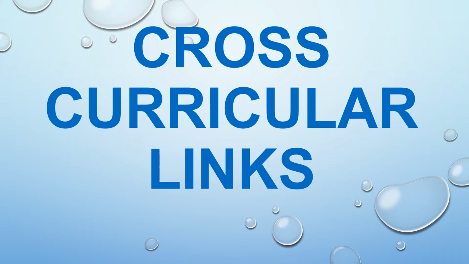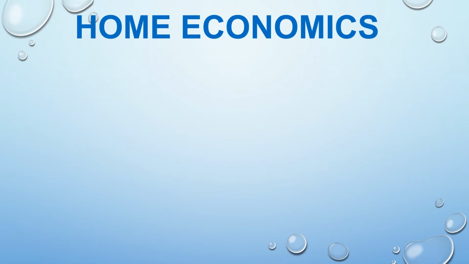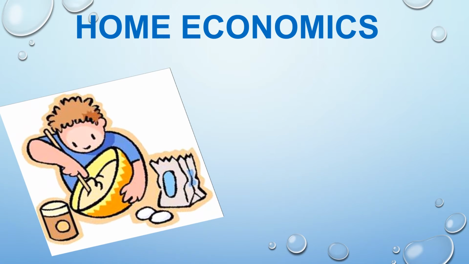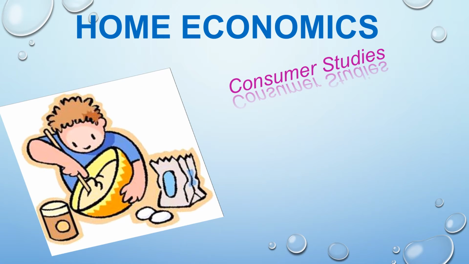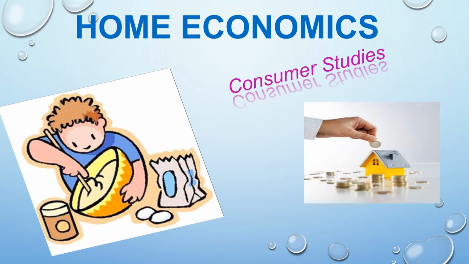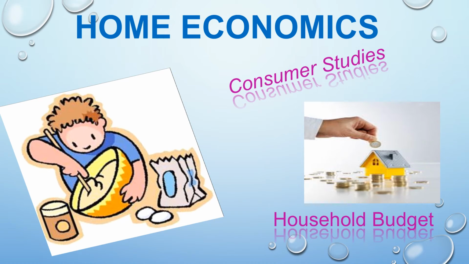The topic of financial maths or applied arithmetic have many cross-curricular links. They include home economics at both junior cycle and senior cycle. A main part of the curriculum for home economics is understanding consumer studies and also the household budget. Students being able to understand the amount of money coming into a house on a weekly or monthly basis allows them to plan and keep in control of the finances.